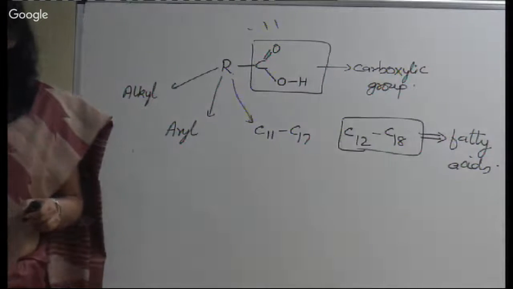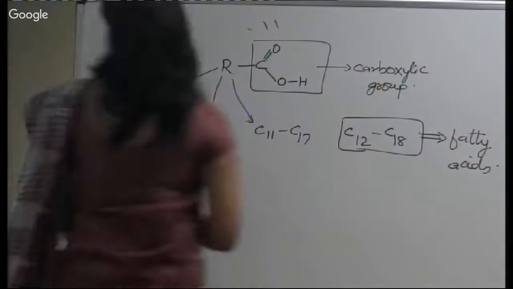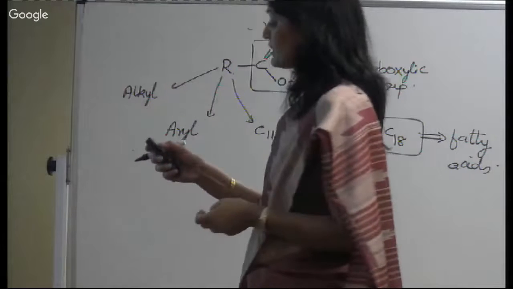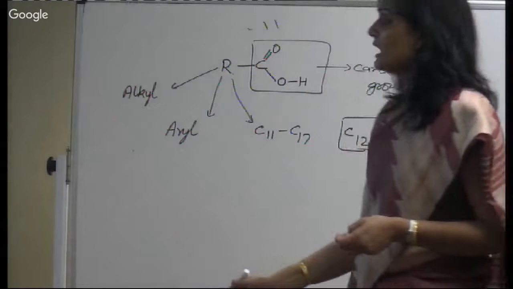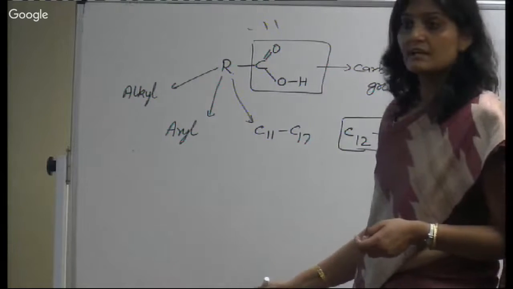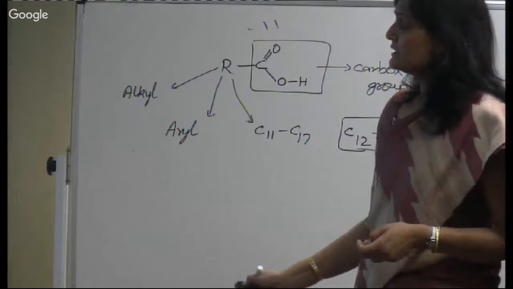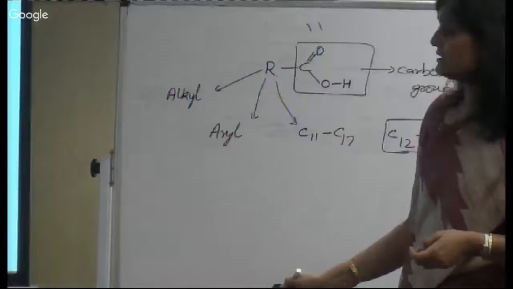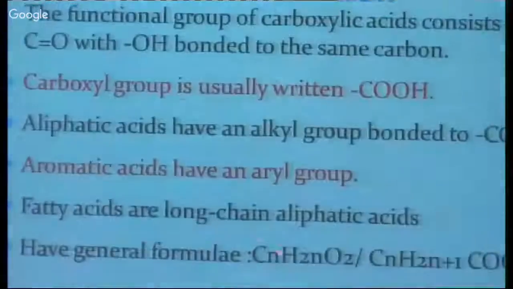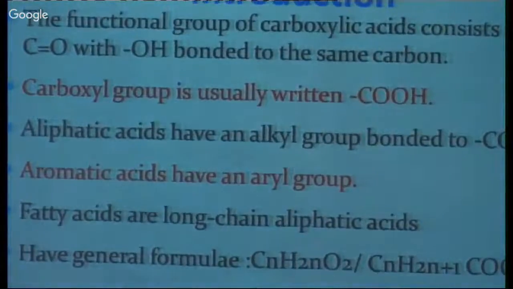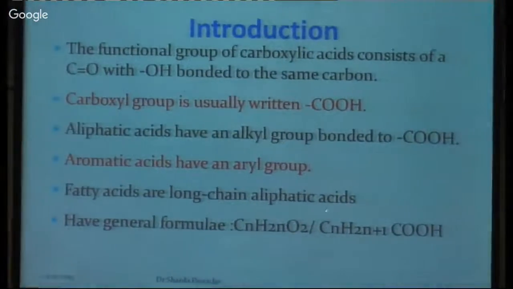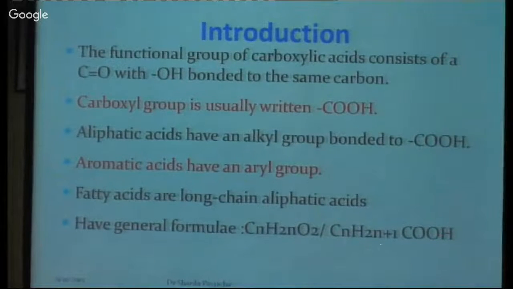Now, the general formula of the carboxylic acid can be written in 2 ways. It is either CnH2nO2, or you can separate out the carboxylic group. In that case, the general formula will be CnH2n+1COOH. Is that okay?